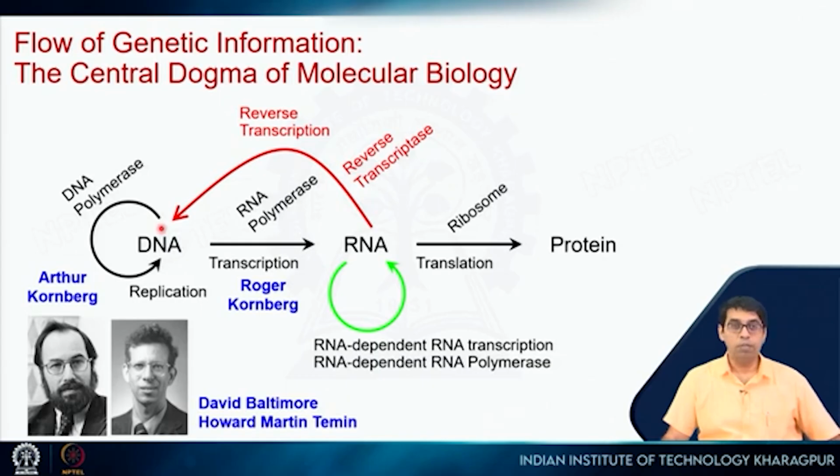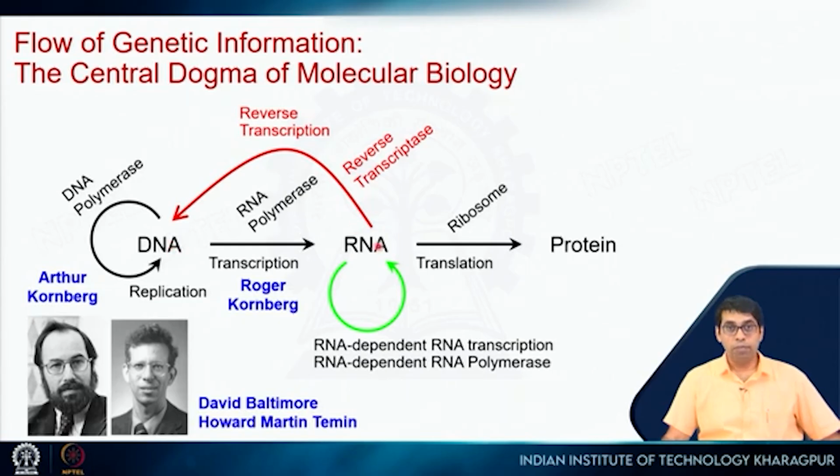Watson and Crick showed the double helix structure in 1953. Semi-conservative replication was shown in 1958 by Meselson and Stahl, and then Arthur Kornberg worked a lot on the DNA polymerase, and he explained how DNA replication happens or is catalyzed by DNA polymerase.